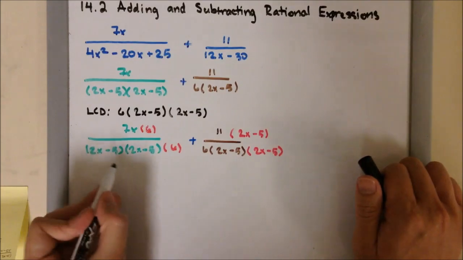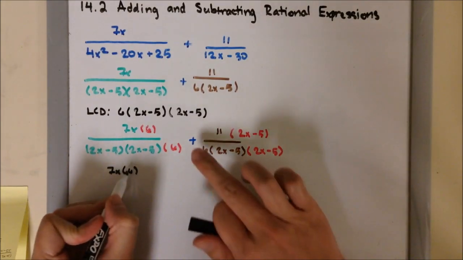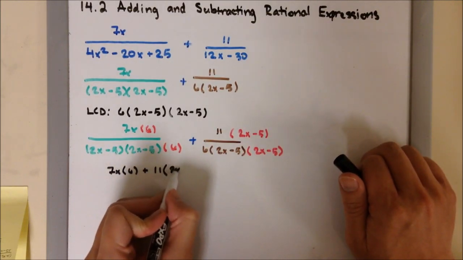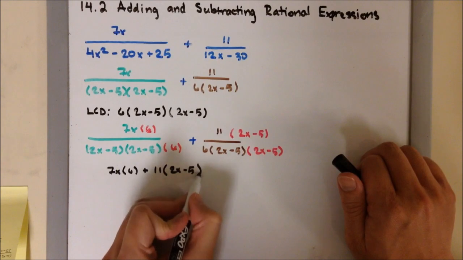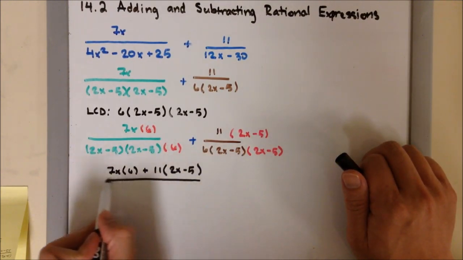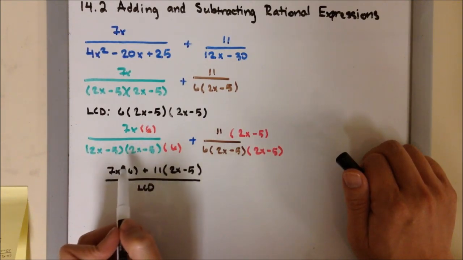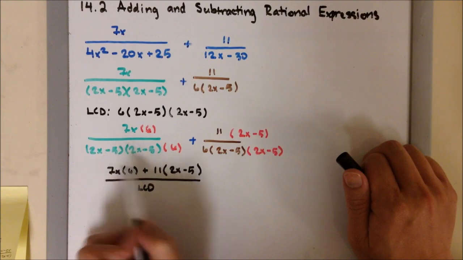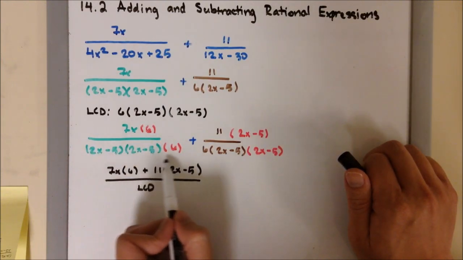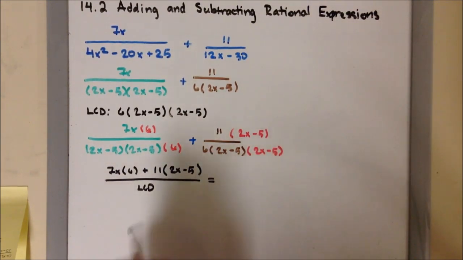My numerator is going to look like this: 7x times 6 plus 11 times 2x minus 5. Since the two fractions have a common denominator, I'm just going to write the shorthand LCD for the work. Again, I'm doing this so it saves me time and I don't have to write this so many times, since we have a long LCD.